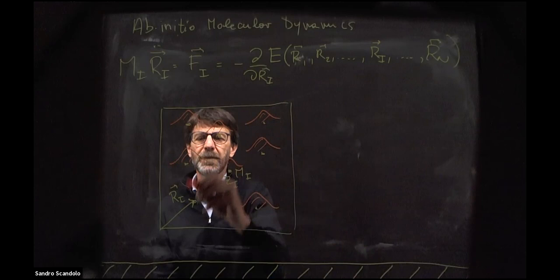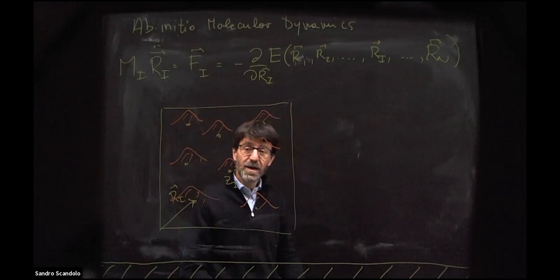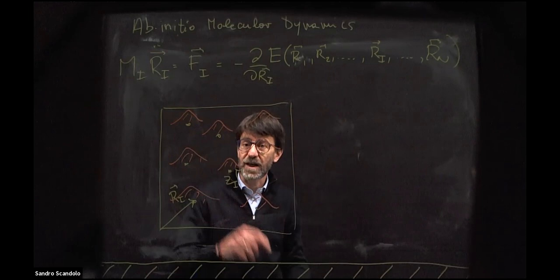This could be, for example, a typical electronic distribution in a system of particles where the nuclei are placed in these positions, okay? So in order to calculate this energy here, I need to solve my quantum mechanical problem for a given configuration of the atoms.